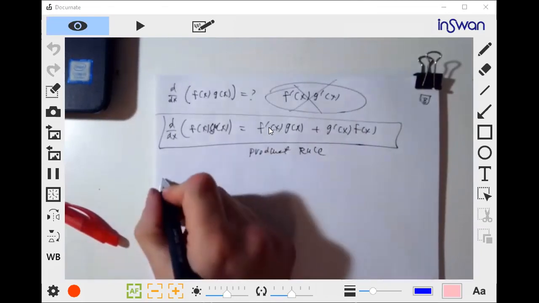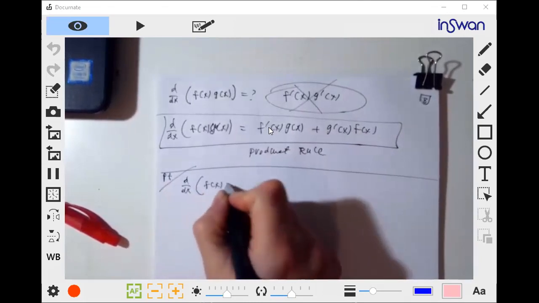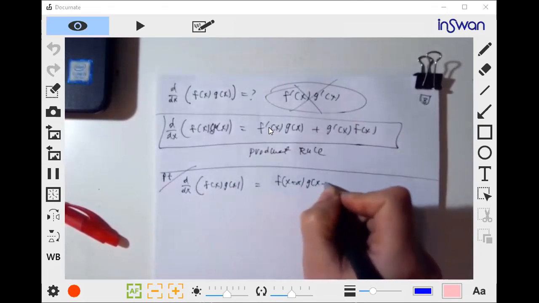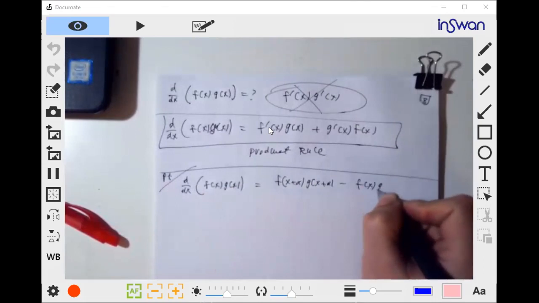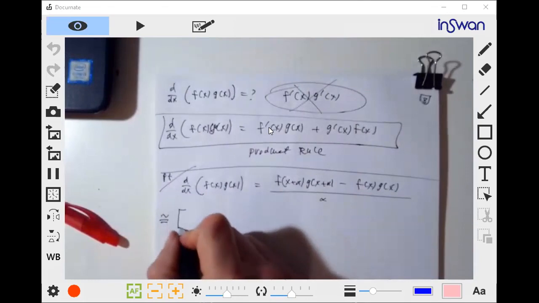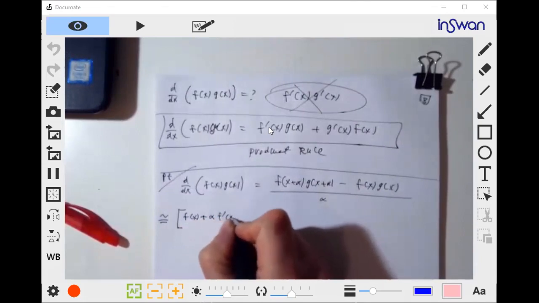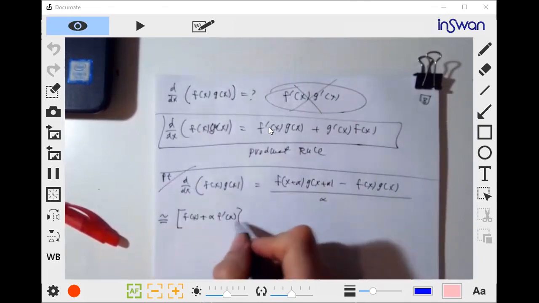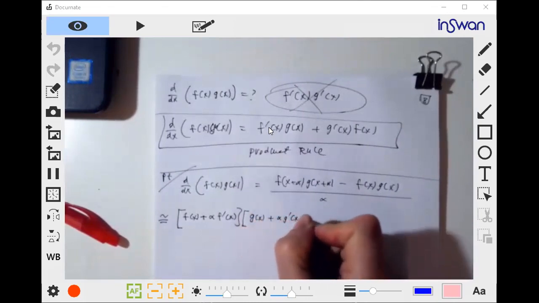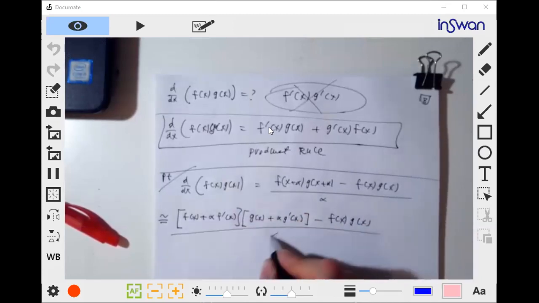All right, why is this true? Let's prove it. Well, d dx of f of x, g of x is the same thing as f of x plus alpha, g of x plus alpha, minus f of x, g of x, all over alpha. Notice that by local linearity, we can say that this is f of x plus alpha f prime of x times g of x plus alpha g prime of x minus f of x, g of x, all over alpha.